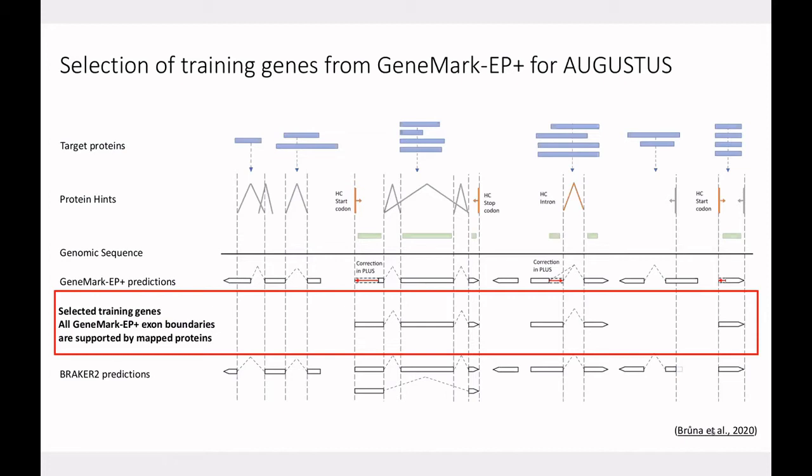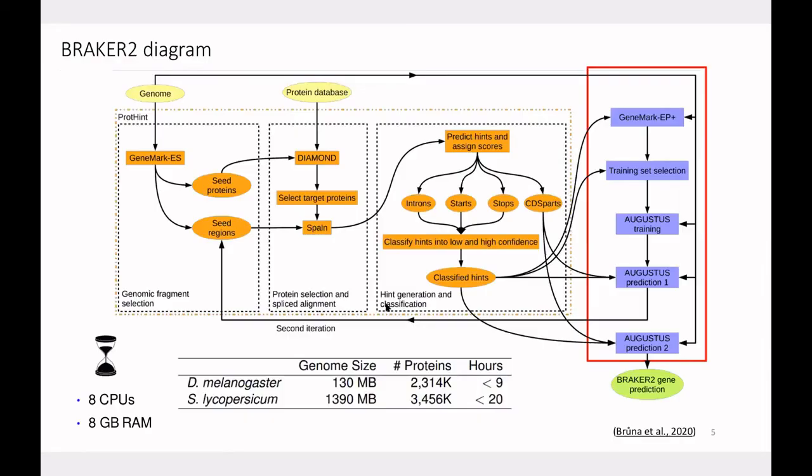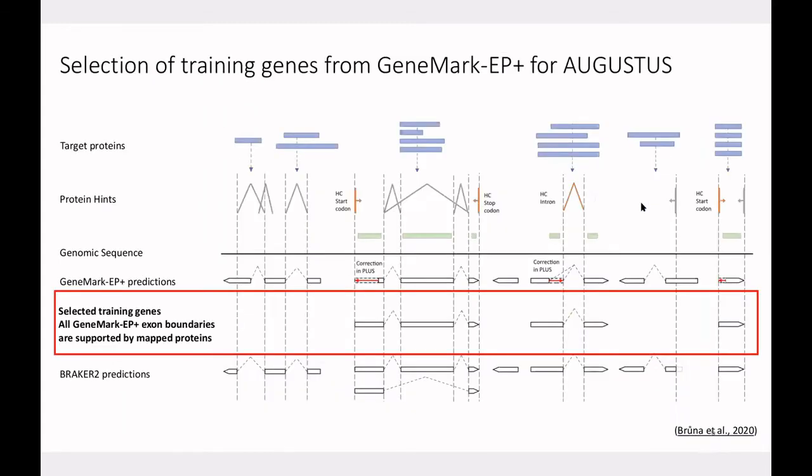I want to quickly stop and explain the procedure for selecting training genes. So it's explaining what's going on here with training gene selections. I said that Augustus is using the result of GeneMark-EP or GeneMark-ET to train, but that's not 100% correct. It's doing some filtering to make sure it's only training on genes which are actually correctly predicted.